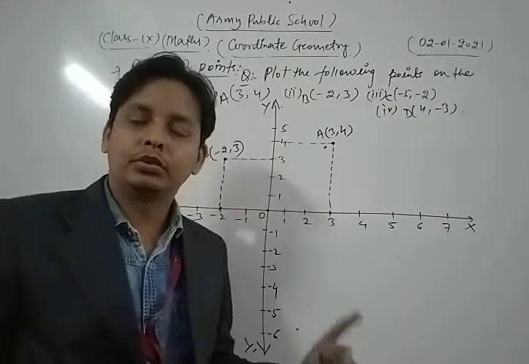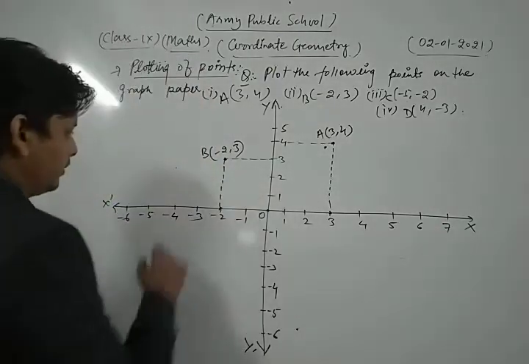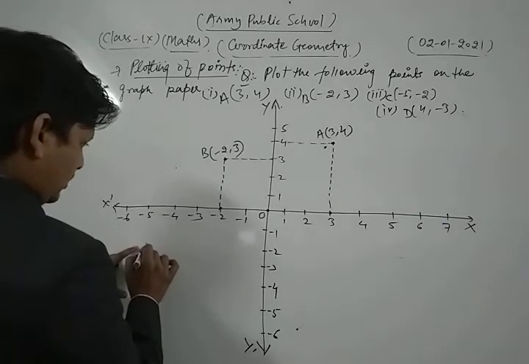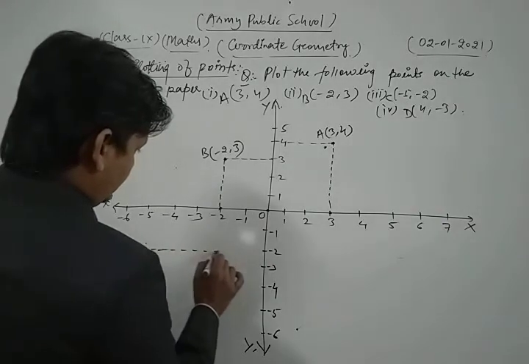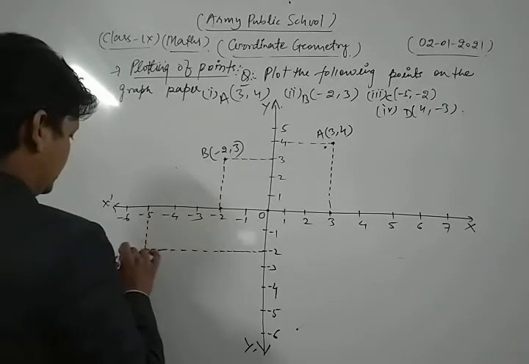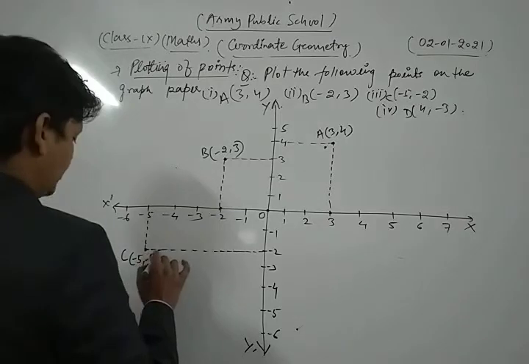In that point, both the abscissa and ordinate are negative. So minus 5 is here, and minus 2 is here. Okay, now let's see, we draw in this way. So this is point C. This is minus 5 and minus 2.